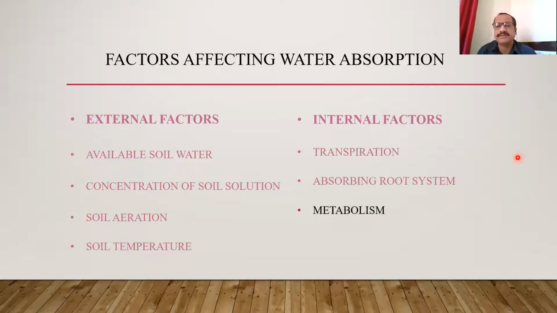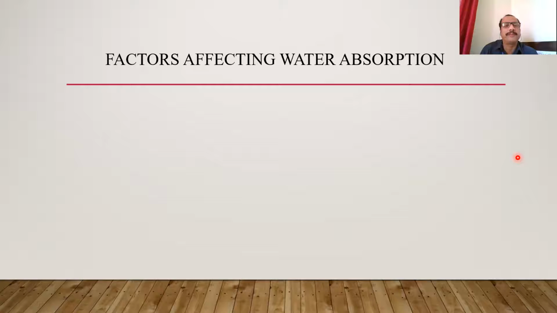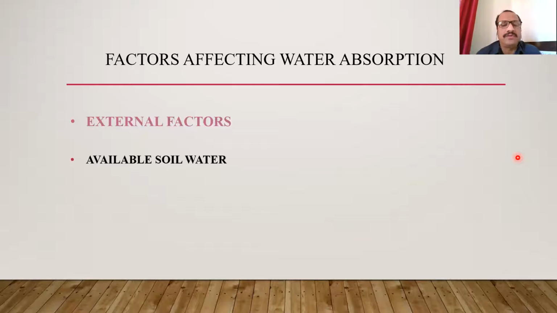Now we have to discuss those factors one by one. We'll see the external factors first. So see, first external factors. The first factor is available soil water, availability of soil water. You know, when a sufficient amount of water is present in the soil, then plants show a normal rate of water absorption. The rate of water absorption is normal.